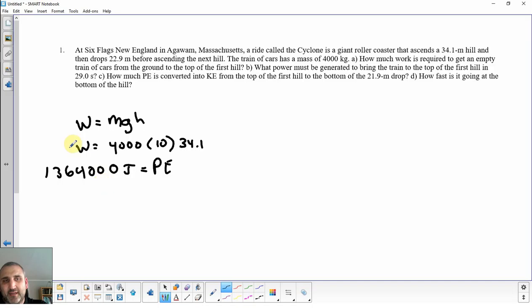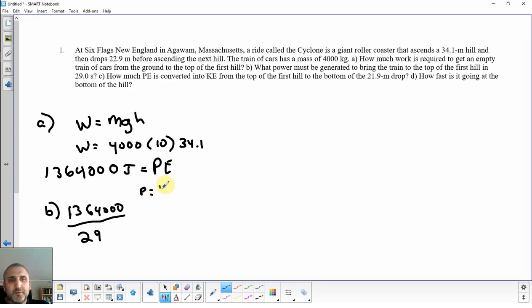So that's letter A. Letter B, well, we have to do this in 29 seconds. We can take that 1,364,000 and divide it by 29 seconds, because power equals work over time. So that's that, and we end up with 47,034 watts.